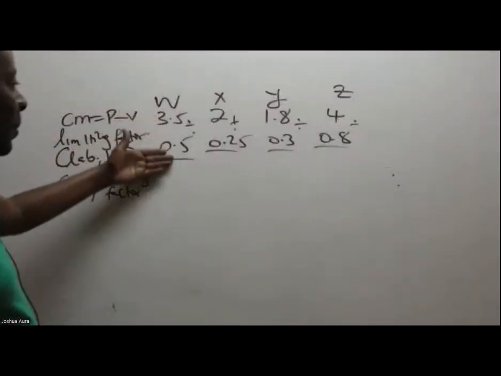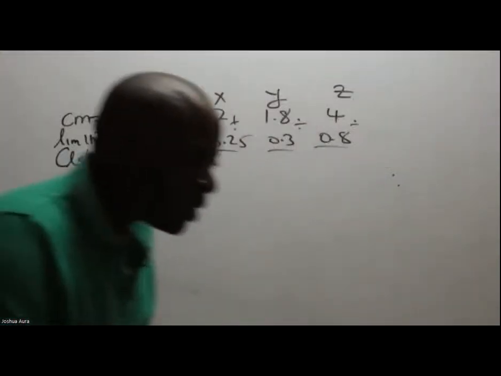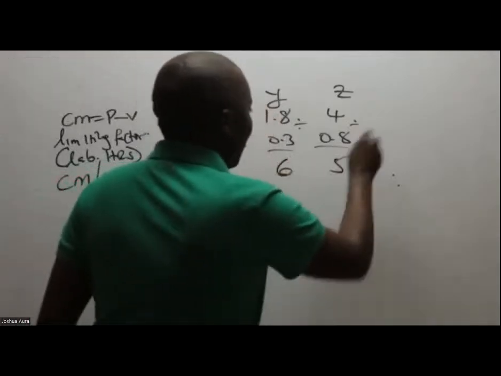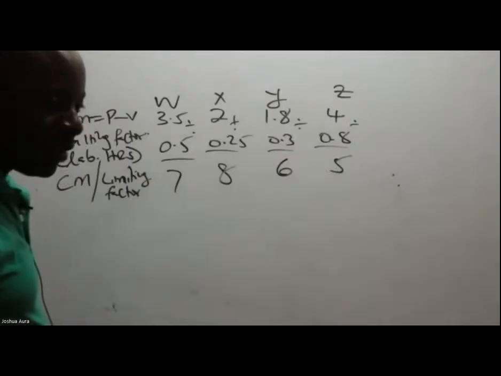So like 3.5 divided by 0.5 gave you 7865. 7865 like that. Thank you very much.